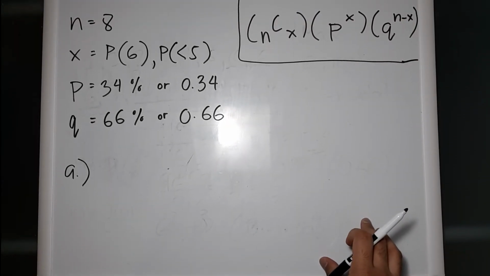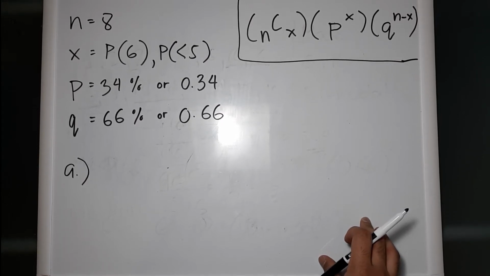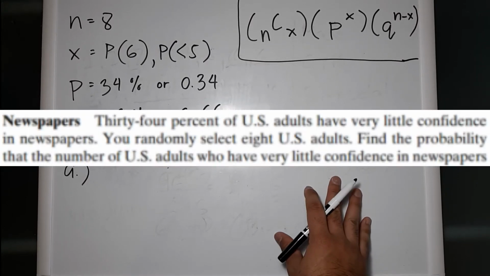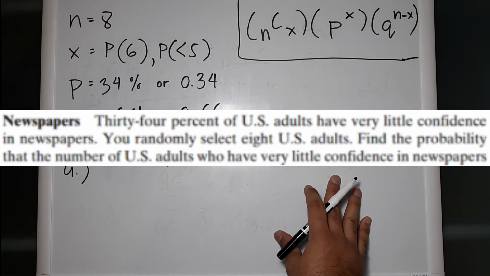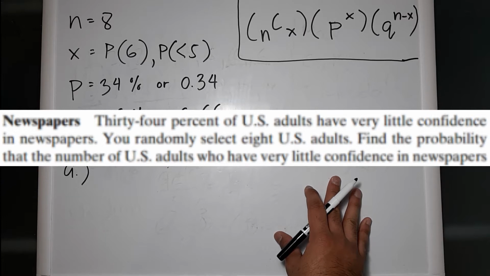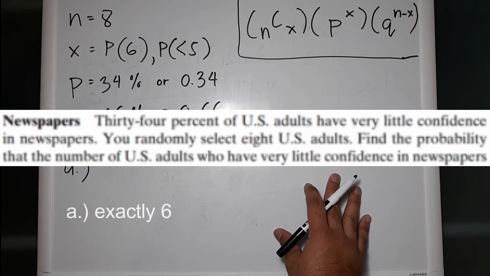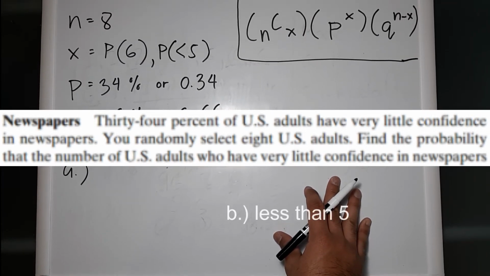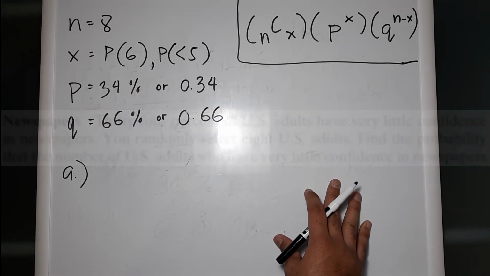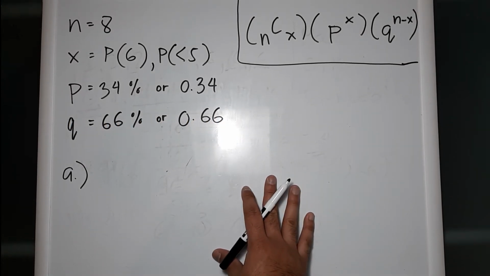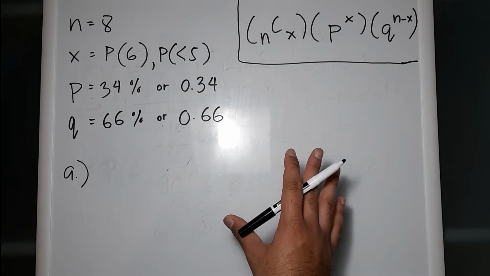So the next problem is finding binomial probabilities. The question is: 34% of US adults have very little confidence in newspapers. You randomly select 8 US adults. Find the probability that the number of US adults who have very little confidence in newspapers is exactly 6 and less than 5. So what we need to do first to solve the problem is write all the variables given.